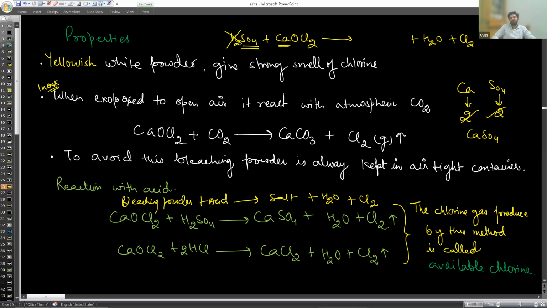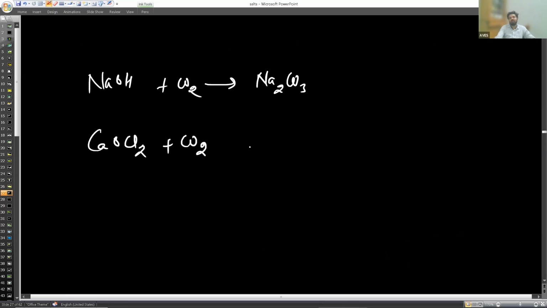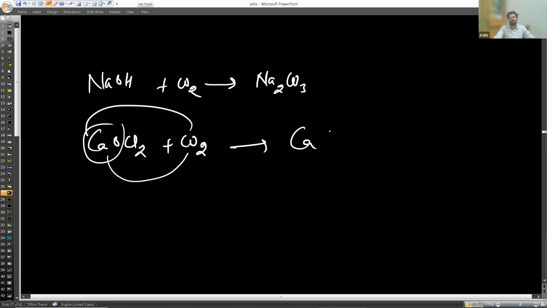When you keep bleaching powder in open air, it will react with atmospheric carbon dioxide. Similarly, if you keep NaOH in the open, it will also react with atmospheric carbon dioxide and form Na2CO3. If you keep CaOCl2 in open air, it will give you calcium carbonate. It will give you CaCO3, and chlorine gas will be eliminated.